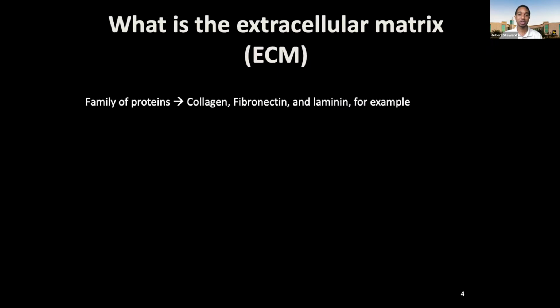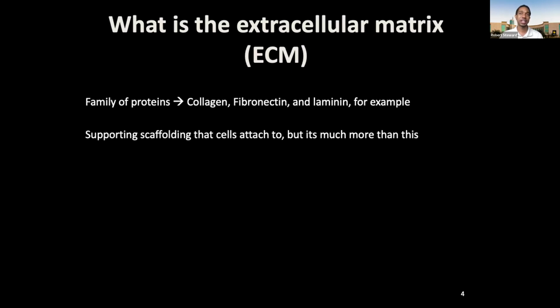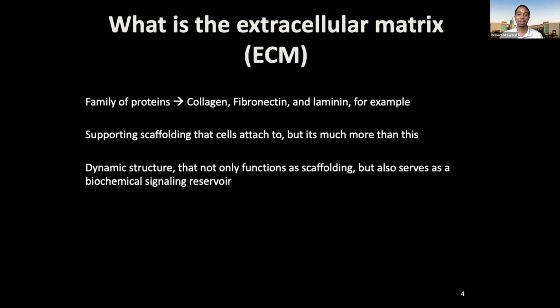Okay, so I'll first start off with, what is the extracellular matrix? Quick run through of that. It is a family of scaffolding proteins. Some of the ones I have here are the more common ones that exist within the body, and there are even subfamilies within these, like collagen. I think there are about 30 different isoforms or structural configurations of collagen. Same for fibronectin and laminin. It is a supporting scaffold that cells physically attach to, whether they're anchorage dependent or not. And it's a dynamic structure, right?